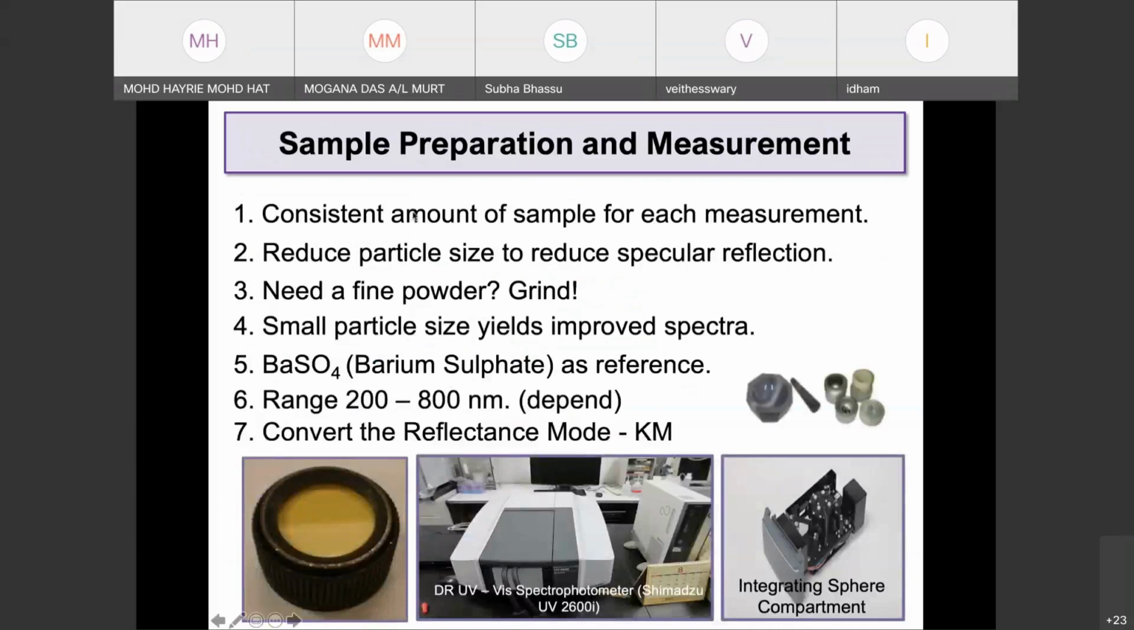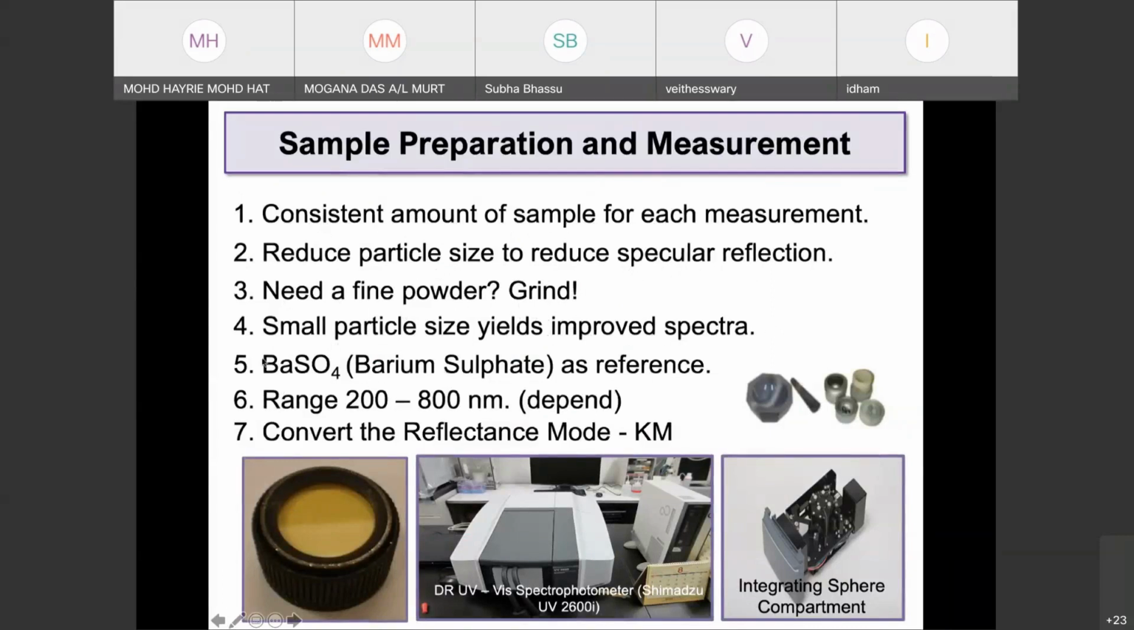Okay, now we move to the sample preparation and measurement. Basically, you need to have a consistent amount of sample for each measurement. It's good to have a reduced particle size in order to reduce the specular reflection. If you want a fine powder, you have to grind, because the small particle size will improve the spectra.